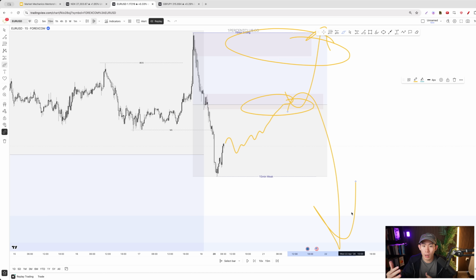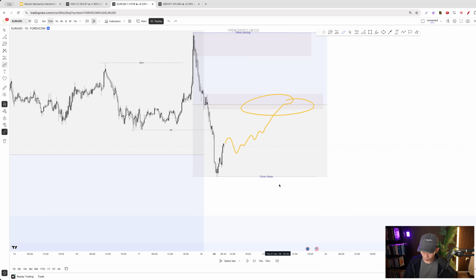Now you can start to see the different pieces of the puzzle start coming together. Now you can start to see, okay, I need to use supply zone plus premium discount plus structure plus multi-time frame analysis for me to actually develop a trade idea that is congruent with the market. Now I can start to use all of these market mechanics concepts to try to decrypt what the market is trying to tell me.